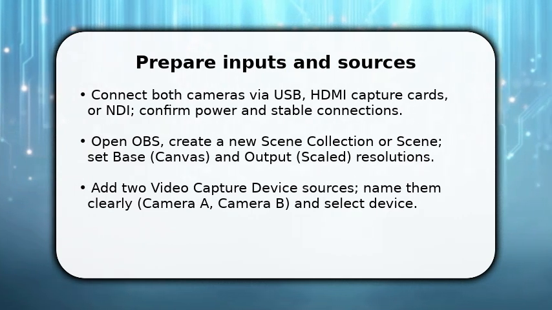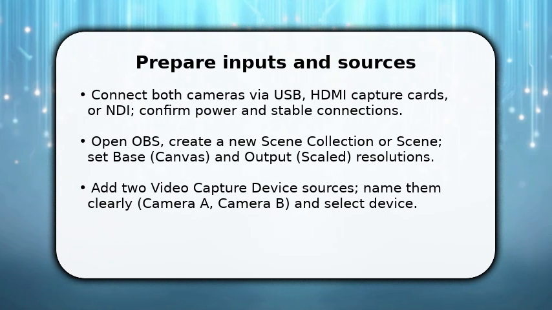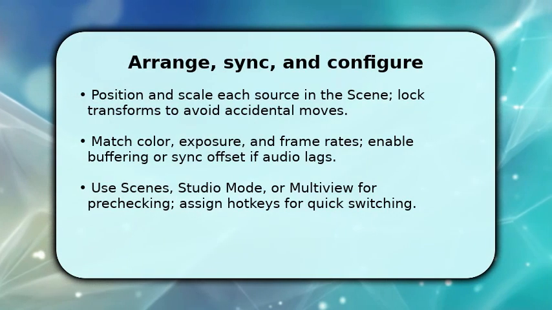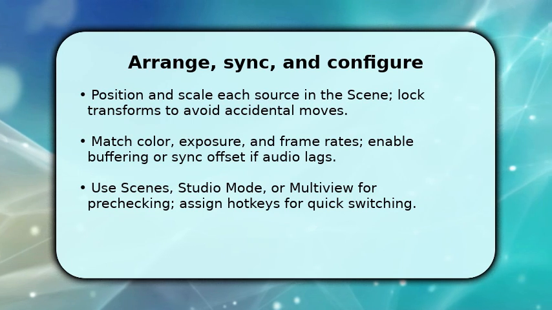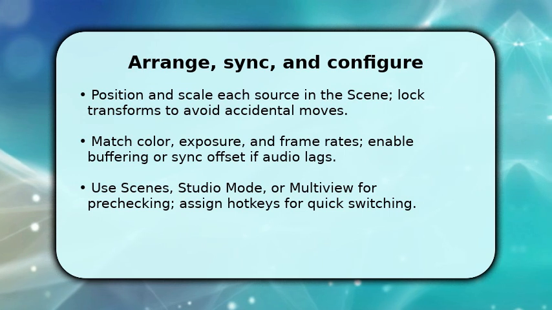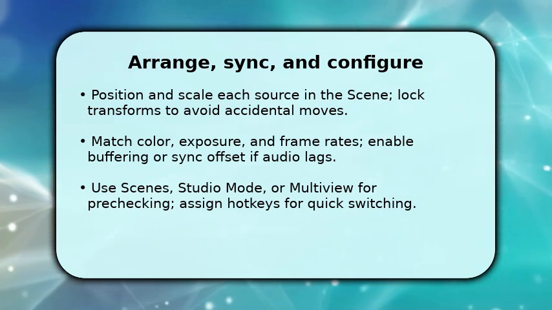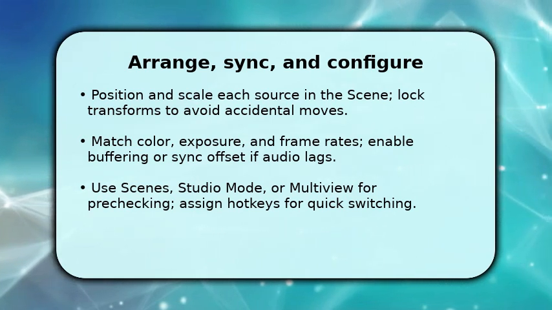Next, add 2 video capture device sources, 1 per camera, and label them so you never confuse them during a live switch. Once both sources are in OBS, you need to make them look cohesive and behave predictably. Arrange and scale each camera in the scene, crop where necessary, and lock the transform to prevent accidental changes. Then balance white, exposure, and frame rates so cuts are smooth.